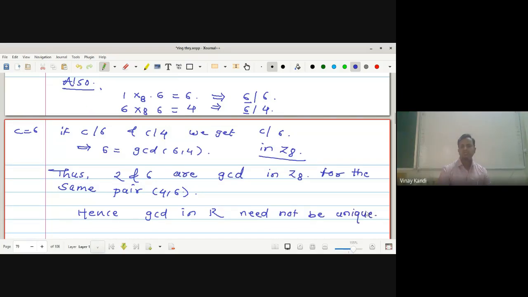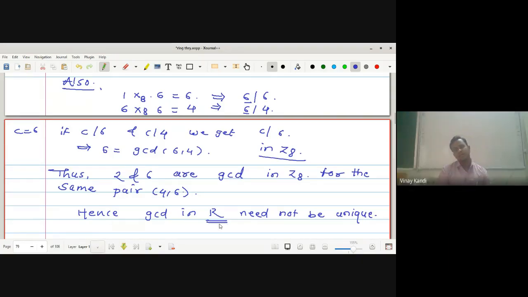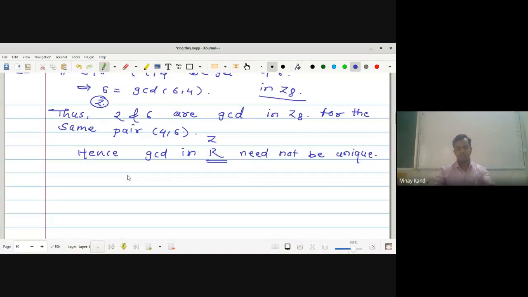Any doubt? Why does this happen? It depends on which ring R you take. If suppose I have taken R equal to Z, the ring of integers, then the GCD of 6 and 4 must be unique; it will be 2 there. Why does this happen here? It happens because of the multiplication modulo. So hence in a commutative ring R, the GCD of two elements 6 and 4 need not be unique. Any doubt?